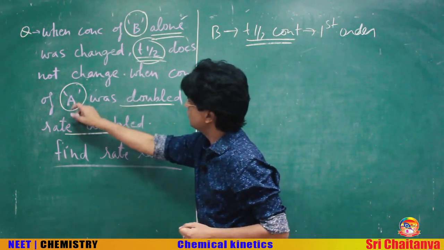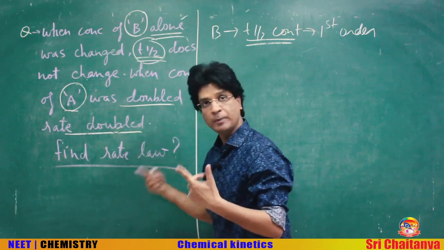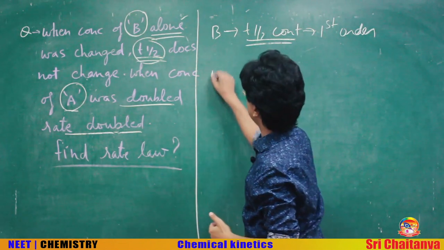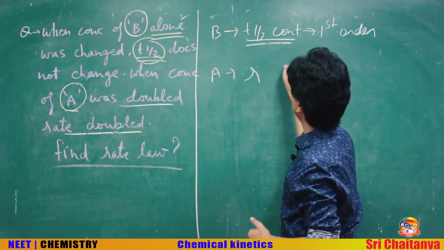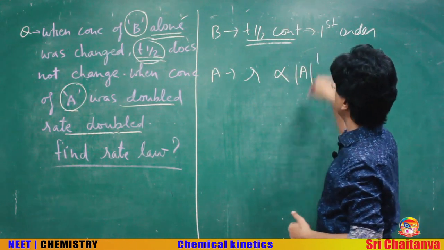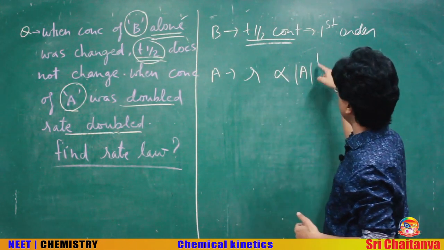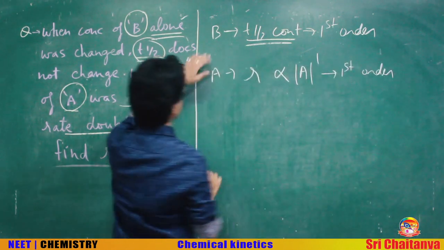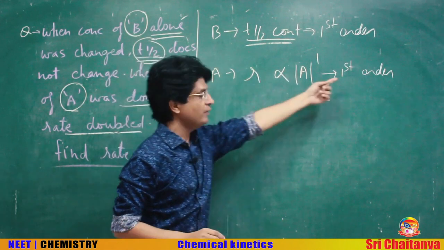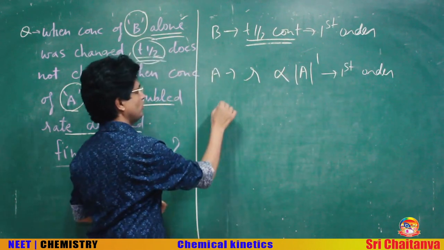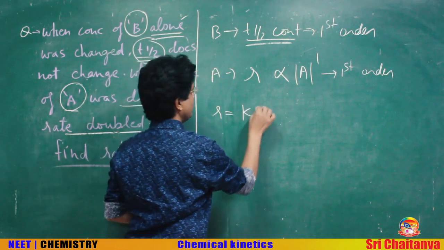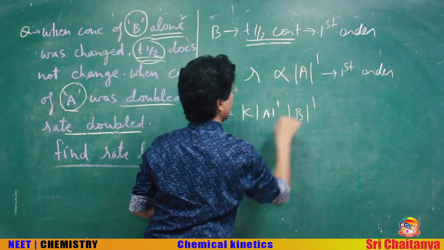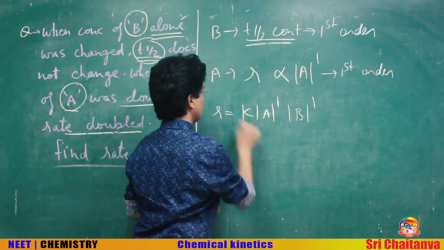Now they say when the concentration of A was doubled, rate also doubled. That means the rate is directly proportional to A. So for A, I can say that rate is directly proportional to A to the power of 1. So here we can say that this is also a first order reaction. So with respect to B, first order, with respect to A, first order. Okay. So I can write down rate law now. K, A to the power of 1, B to the power of 1. So this is the final rate law.